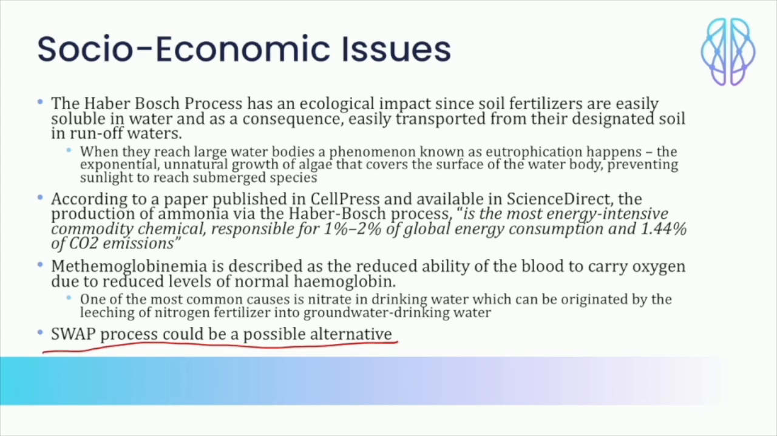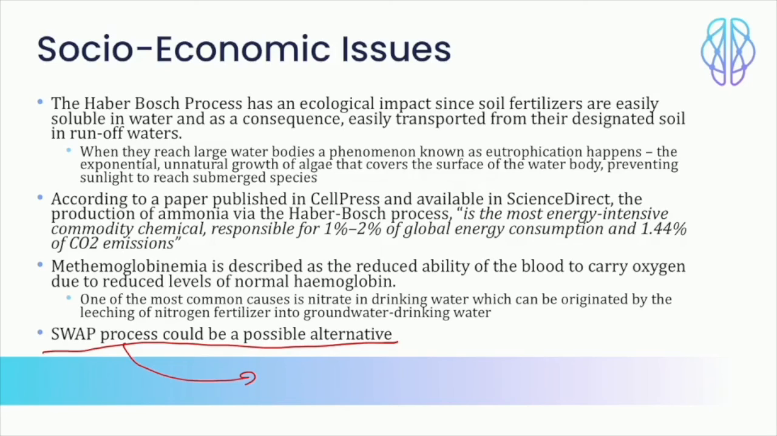This swap process is a possible alternative for the Haber process moving forward, to ensure that it's a more clean, environmentally friendly process. Because as you can imagine, we use a lot of methane and a lot of fossil fuel to actually run the Haber process. So thus, the swap process could be a possibly more green, environmentally friendly alternative.